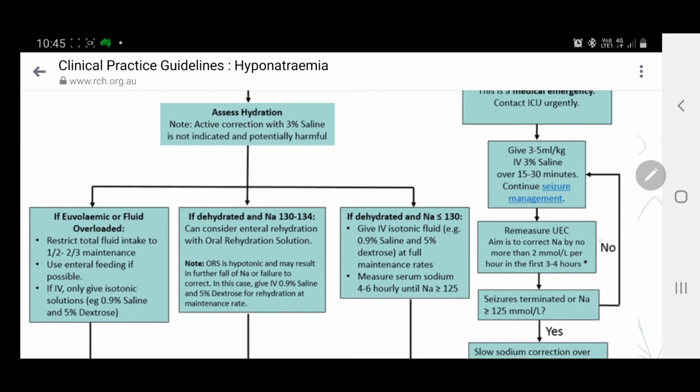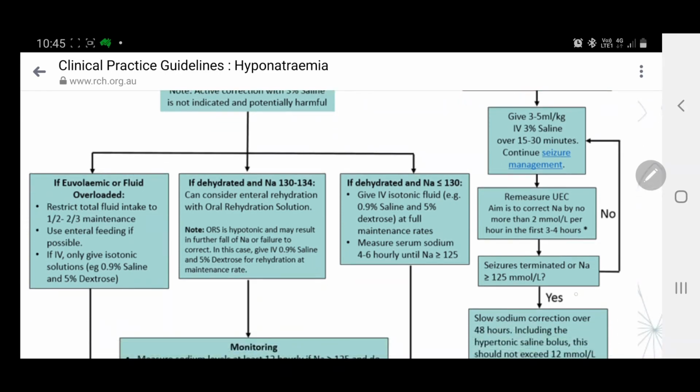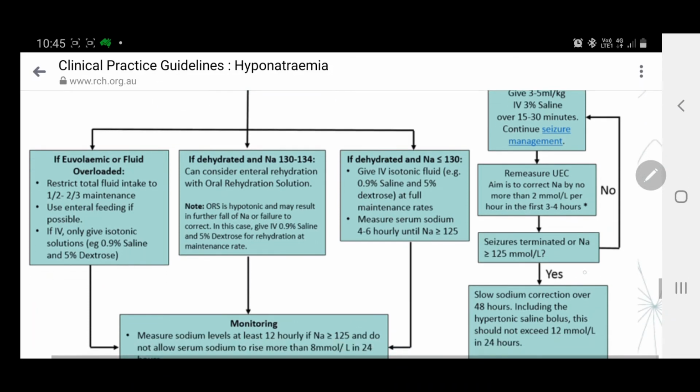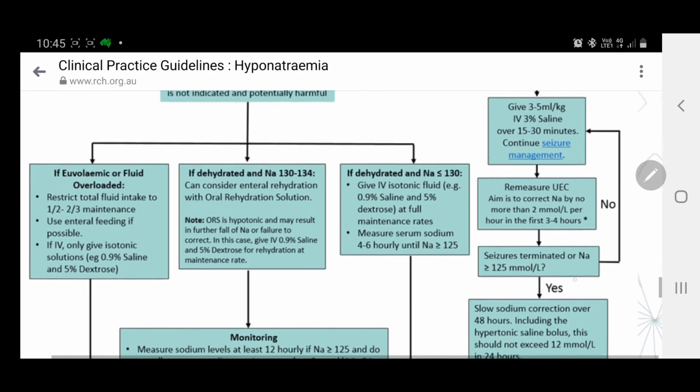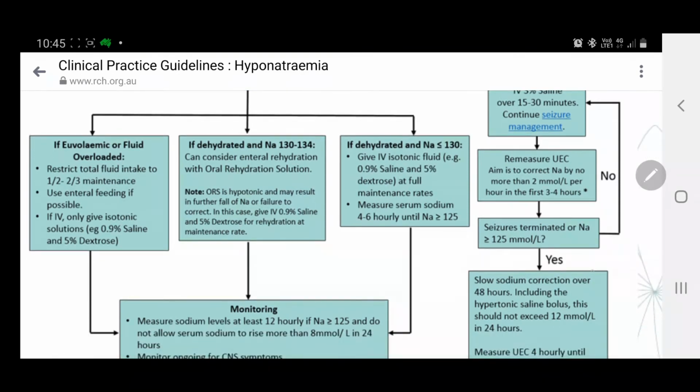Then we remeasure the urea, electrolytes and creatinine, and we aim to correct the sodium by no more than 2 millimole per liter per hour in the first 3 to 4 hours. Okay, then, seizures terminated or sodium above or equal to 125 millimole? If no, then we do the cycle again. We give 3 to 5 ml per kg IV 3% saline, and then remeasure urea, electrolytes and creatinine, and then check again.